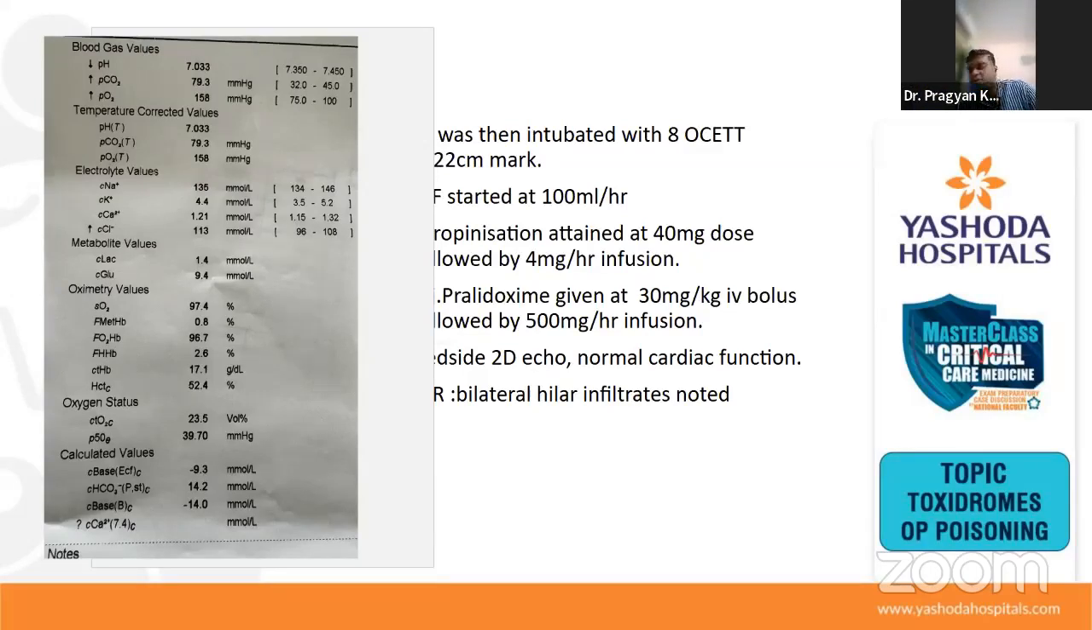After the initial bolus dose, what is the plan? How are you going to continue atropine? Initial bolus you have given, you got a dry chest. Ten percent of the bolus dose will be maintained as an infusion, sir. Okay, and targeting the same three things that you have told, correct? Yes, sir. Correct.